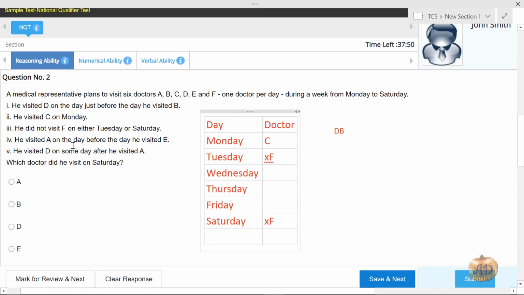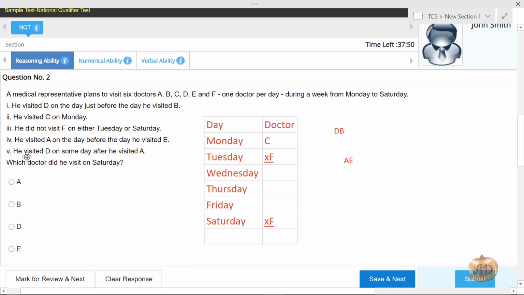He visited A on the day before he visited E. See, again it's the same condition. He visited A on the day before the day he visited E. That means E will come later. That means he visited A before E. So this is another condition.